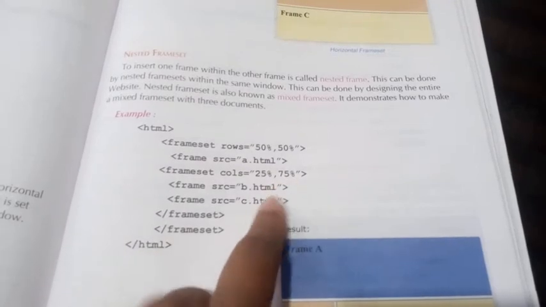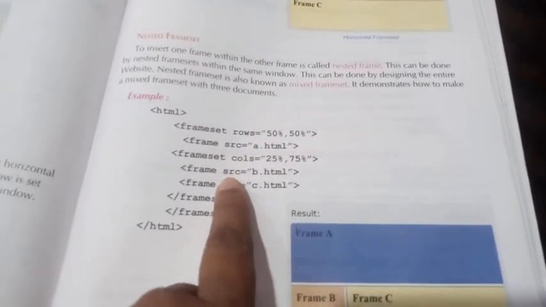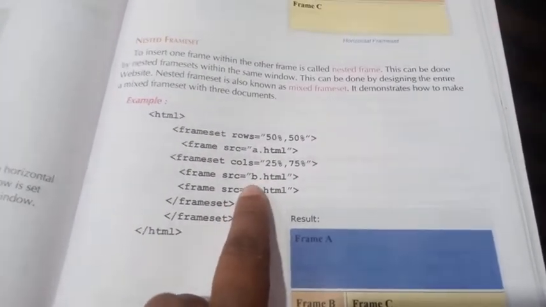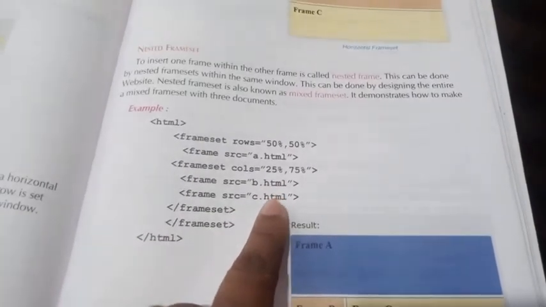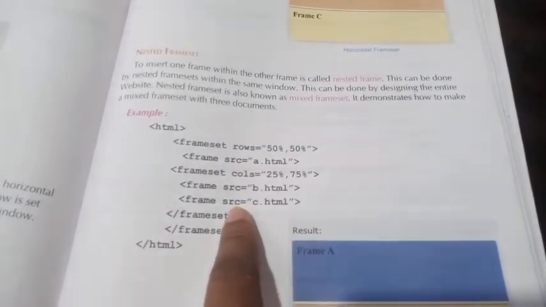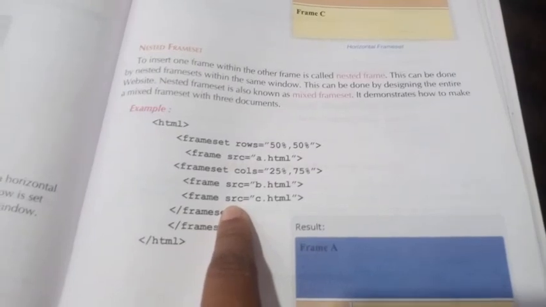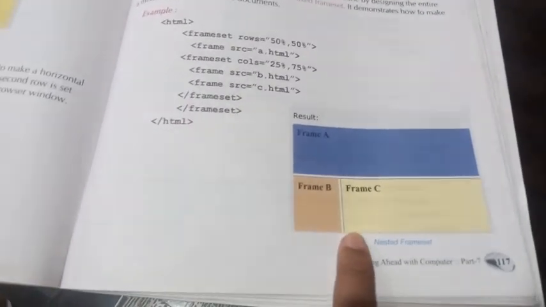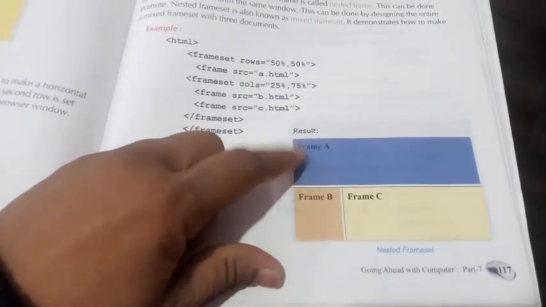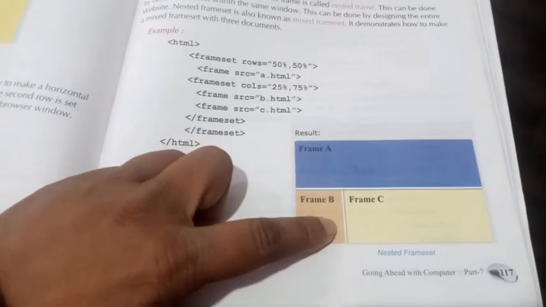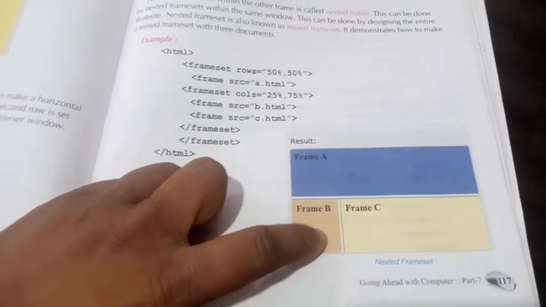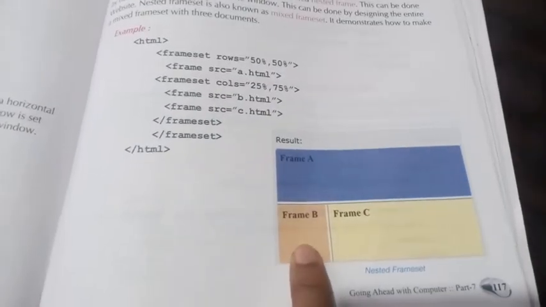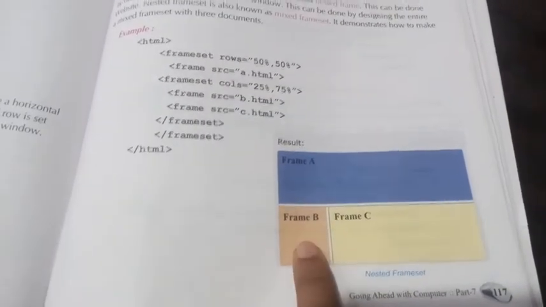So 25% and 50%. So this is about src, source. If you need to put the location of the v.html page or c.html page, you can use the src source attribute. So this is an example of a nested frameset. This is the output of the nested frameset. We have divided into two parts, this and this, and this nested part is also divided by a nested frameset. So it is divided into two columns. So this is about the nested frameset.